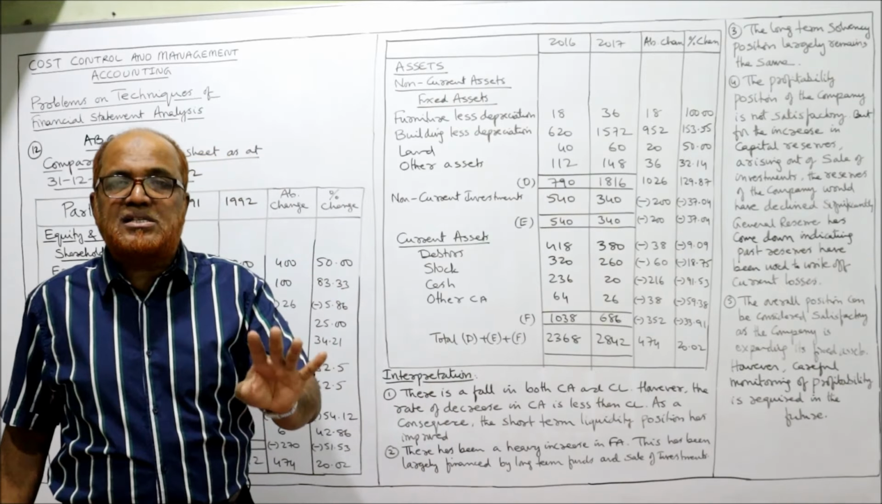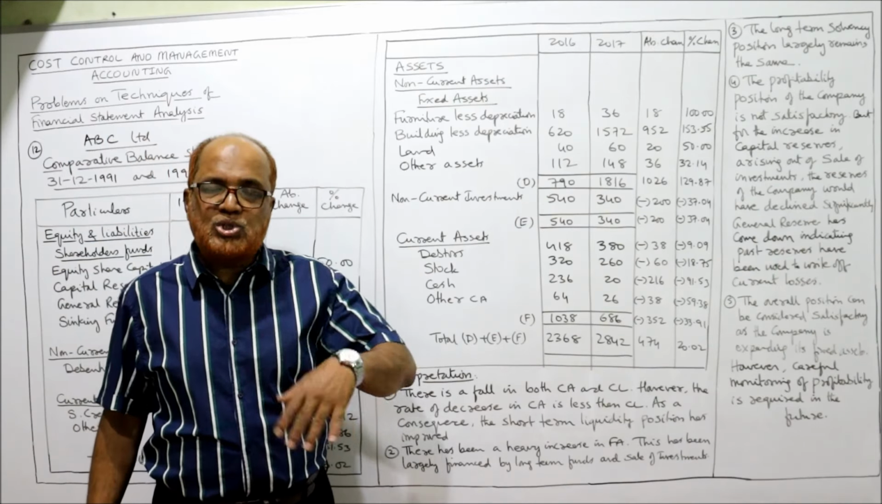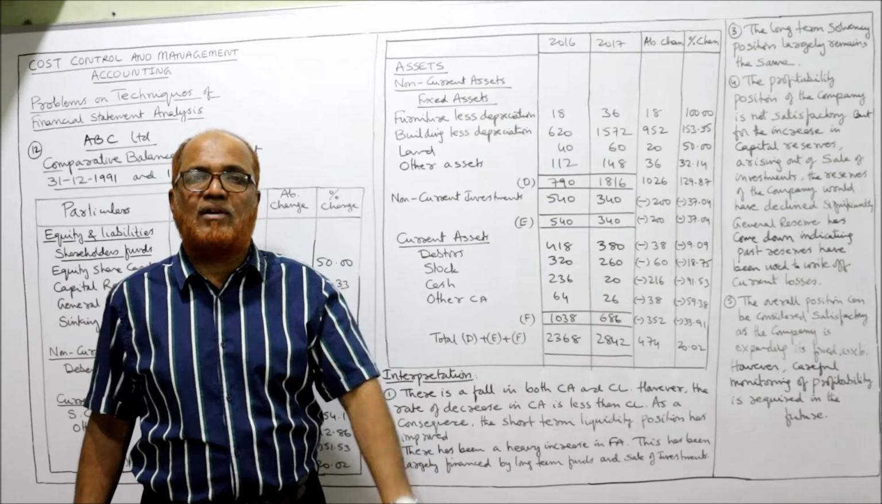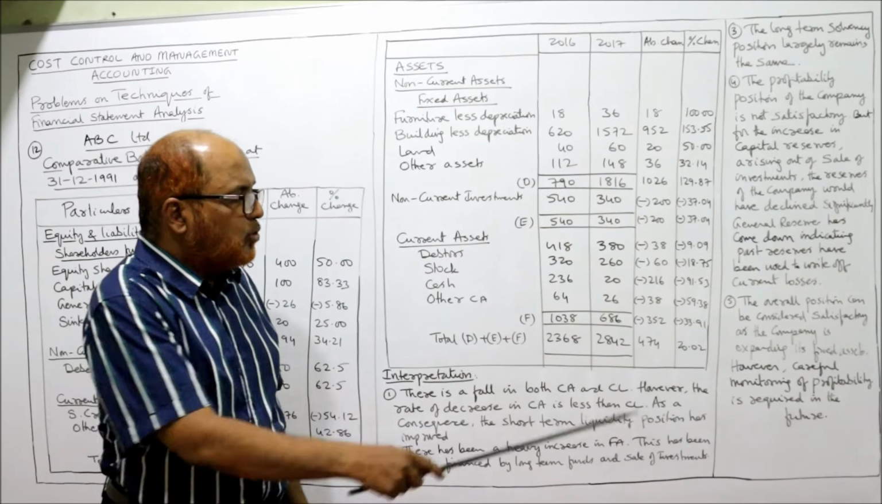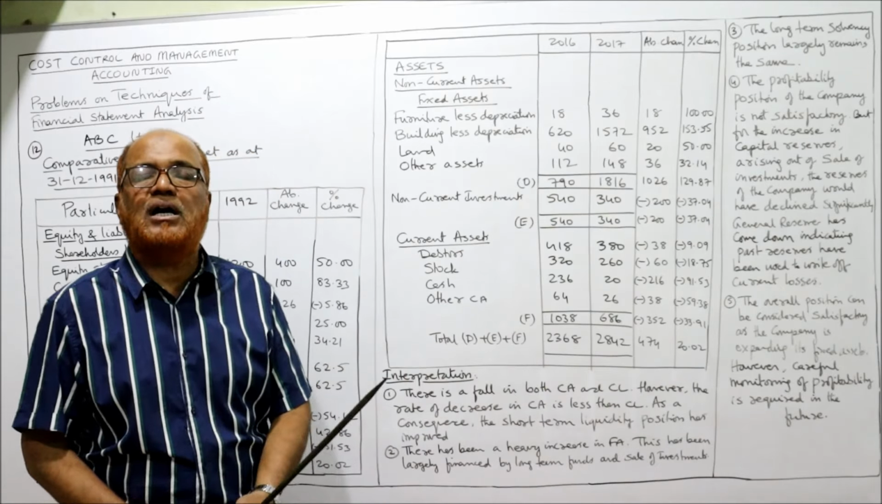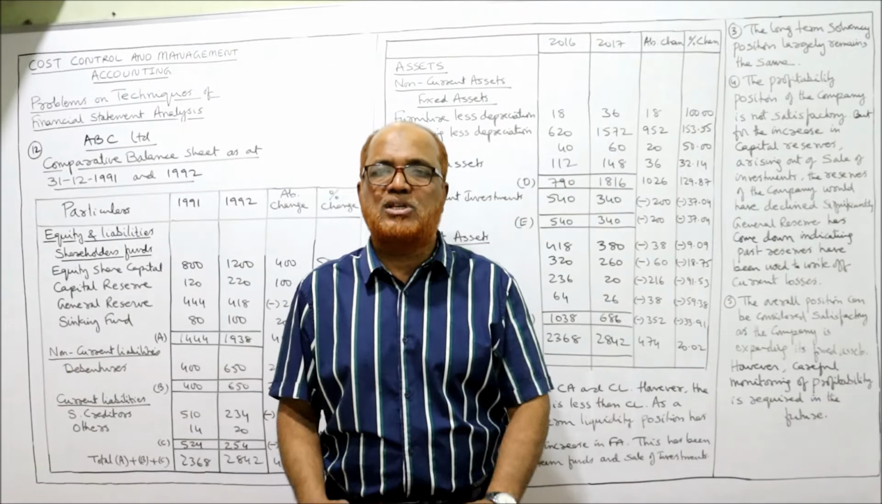But the matter of concern is the profitability. We have to study more why the profitability is decreasing, why the general reserve has decreased. That's what we have to prove. However, careful monitoring of profitability is required in the future. So this is the interpretation for this problem.